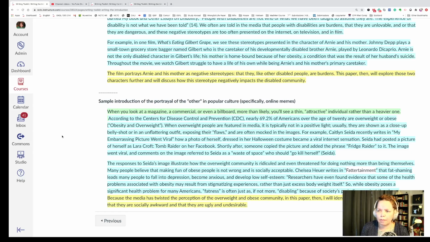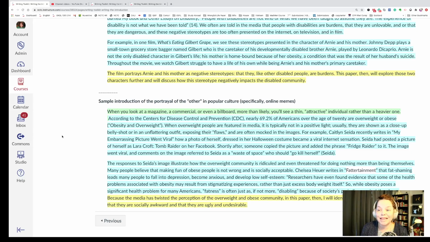The responses to Seda's image illustrate how the overweight community is ridiculed and even threatened for doing nothing more than being themselves. Many people believe that making fun of obese people is not wrong and is socially acceptable. Chelsea Hauer writes in Fattertainment that fat shaming leads many people to fall into depression, become anxious, and develop low self-esteem. Quote, "Researchers have even found evidence that some of the health problems associated with obesity may result from stigmatizing experiences rather than just excess body weight." So, while obesity poses a significant health problem for many Americans, fatness is often just as, if not more, disabling because of society's prejudices against the obese.